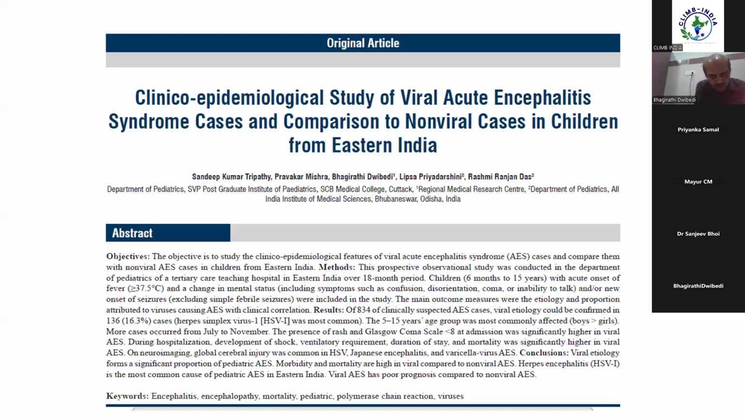So any case which is not recovering along the classical line or is taking a delayed recovery, we can think of another autoimmune component to it, even if we are getting a cause of viral infection very definitely.